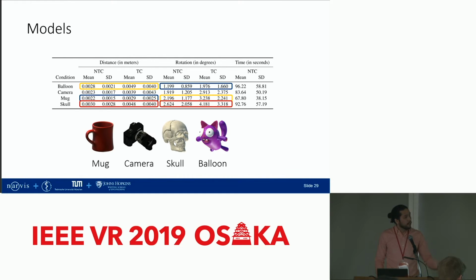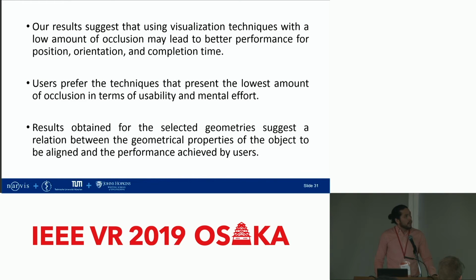And it's probably because if you look at the model, it's kind of a combination: 50 or 60% of the object is this round form, and then only the other part has more information. So considering this, our results suggest that using visualization techniques with low rates of occlusion might lead to better performance in position, orientation and time to completion, even though there is no statistical significance in these results. However, the users prefer the techniques that present the lowest amount of occlusion for usability and mental effort.